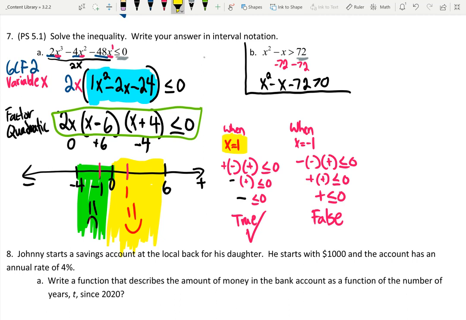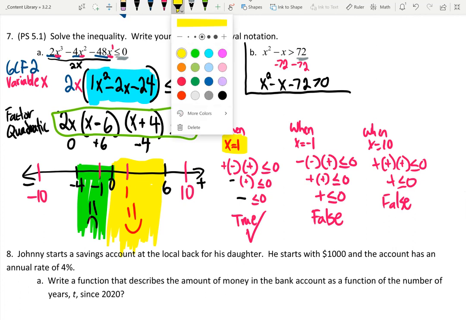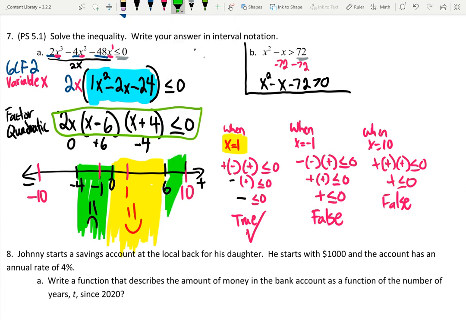I have 2 more spaces to check. 6 in infinity and -4 in negative infinity. Now, being consistent, I'm going to choose the easiest number, and I'm going to choose 10. 10 and -10. So I'm going to test it when x is equal to 10. I'm going to plug it in. 2 times 10 is a positive. 10 minus 6 is a positive. And 10 plus 4 is a positive, meaning that it's less than 0. That's going to be a positive, and that is false. So this region of space is not going to be part of my answer.